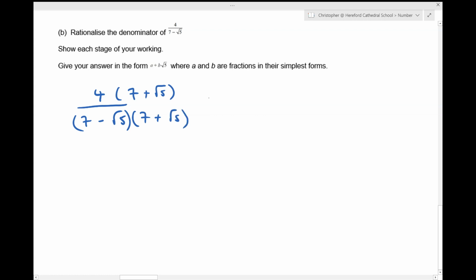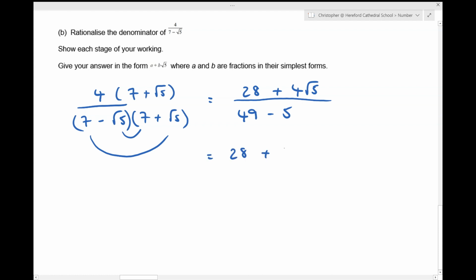Okay, what's that going to give me? Well, on the top, it's going to give me 4 7s are 28, and 4 times root 5 is 4 root 5. On the bottom, now when I expand those brackets, these middle terms are going to disappear, of course. So I'm left with 7 times 7, which is 49, minus root 5 times root 5, which is 5. So what this boils down to is 28 plus 4 root 5 over 49 minus 5, which is 44.